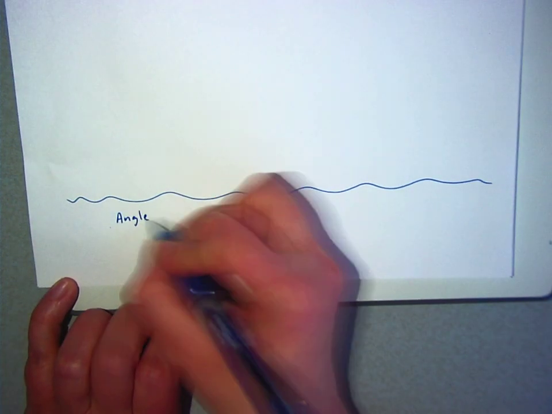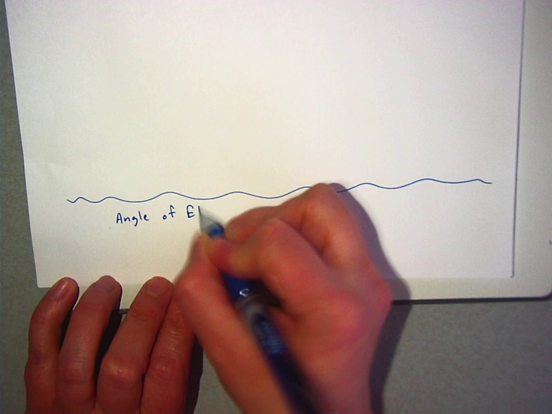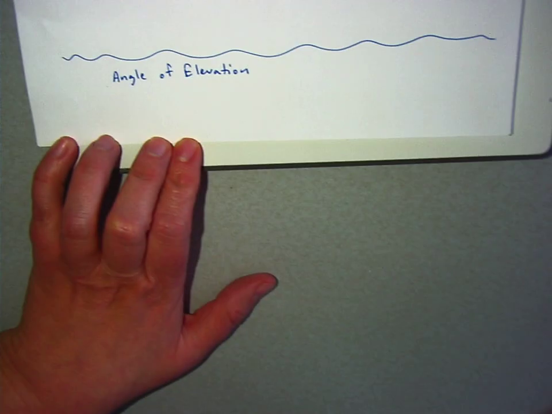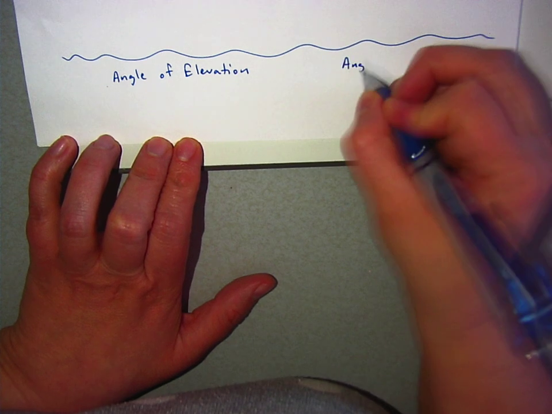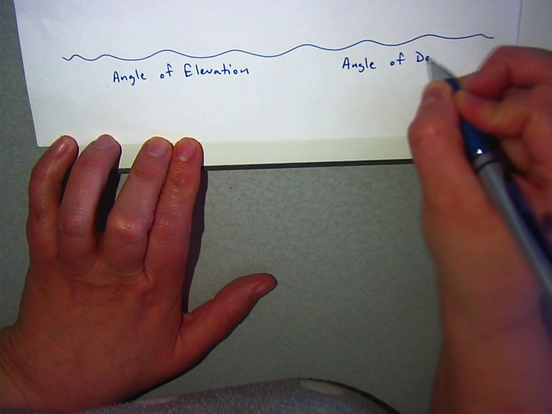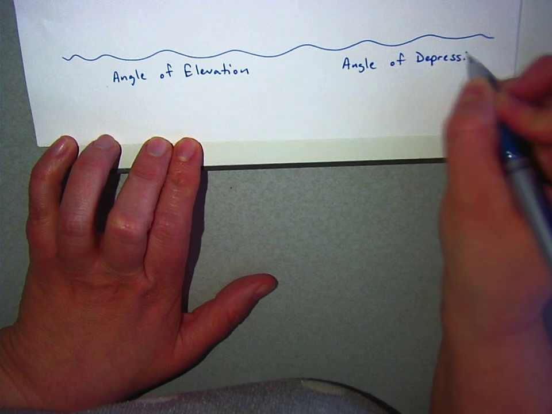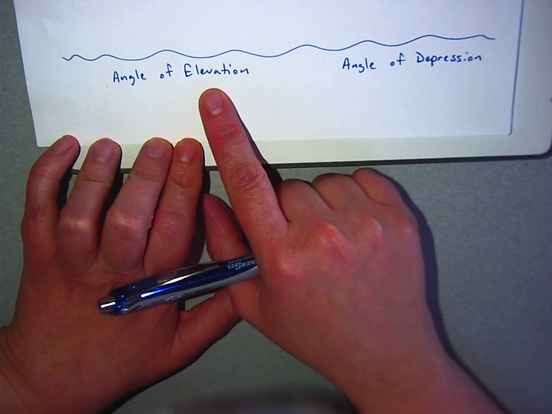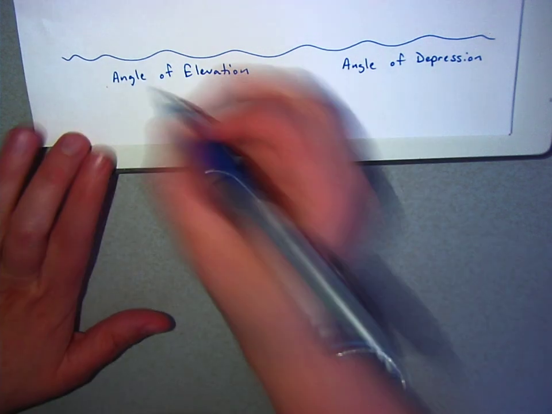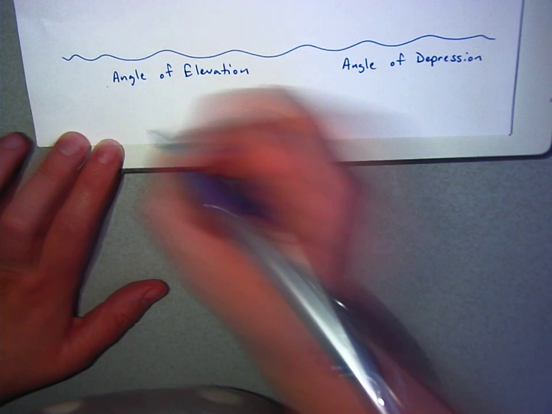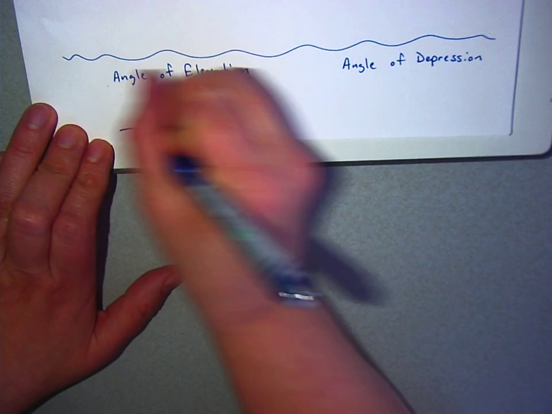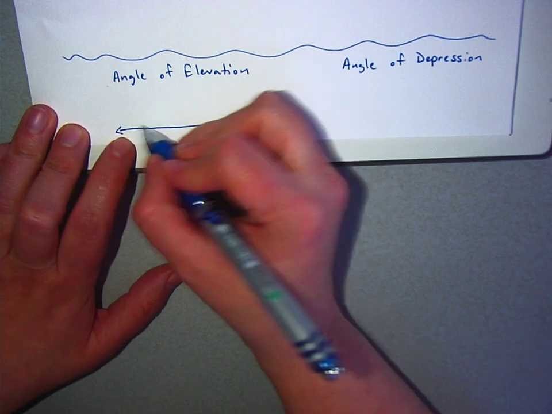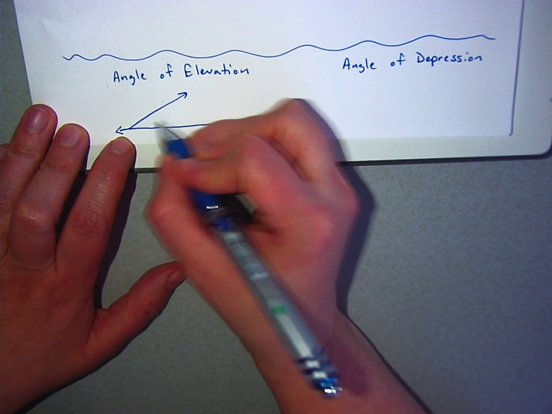So I want you to write at the bottom of this sheet, there's an angle of elevation and an angle of depression. This one is a very sad angle. This one's a very happy angle. All right, an angle of elevation looks like this. This is a horizontal axis here, and that is an angle of depression.